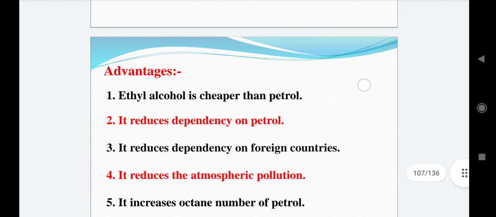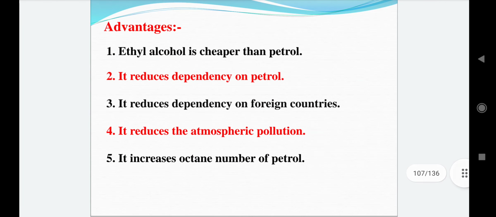Now we will see the advantages of power alcohol over petrol. First of all, ethanol is cheaper than petrol, costing wise it is cheaper. Second, it reduces our dependency on petrol. Third, it reduces dependency on foreign countries, as far as the requirement of petrol is concerned. The next thing, it reduces atmospheric pollution.